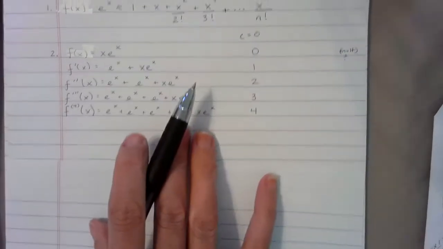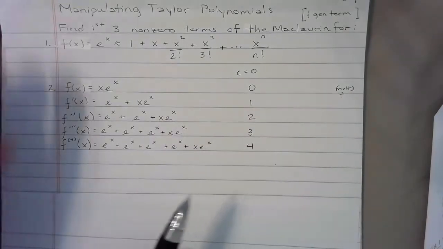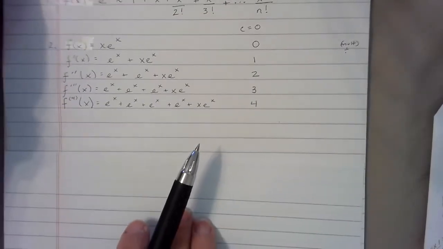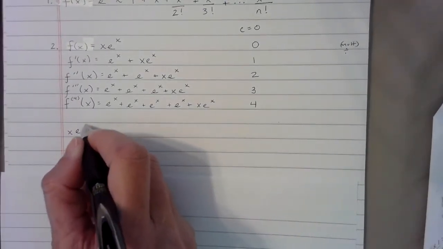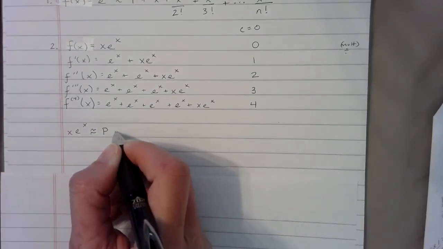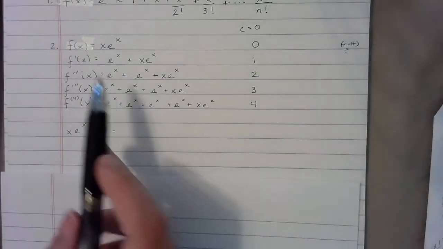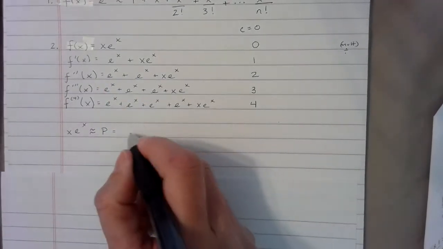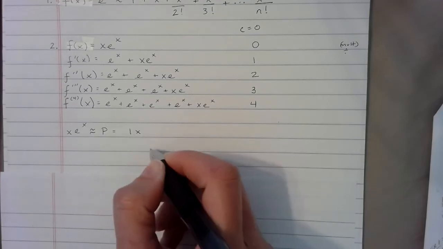And because this is asking for the first 3 non-zero terms, I'm not going to write this one, okay? You can write it and cross it off if it makes you feel better. So let's find this. x e to the x is going to be approximated by this polynomial. And so 0 is the first term, I'm going to leave it off. The second term should be the onesies. It's the first derivative value times x minus center, which is 0. So x to the first over 1 factorial.